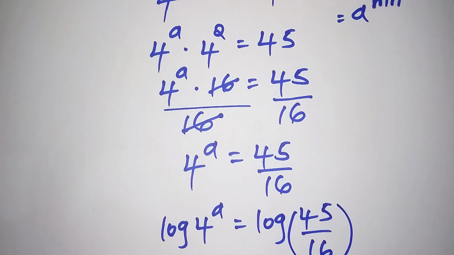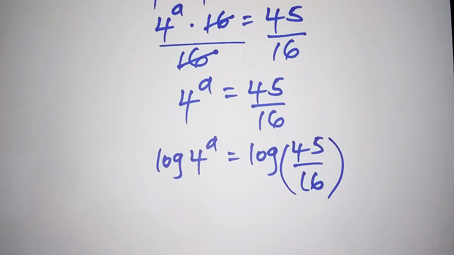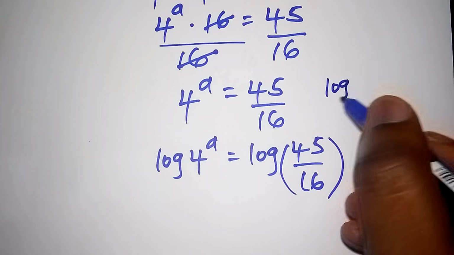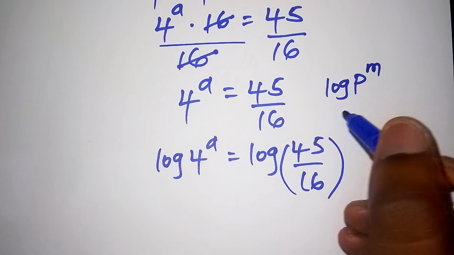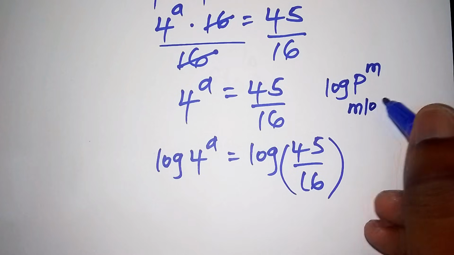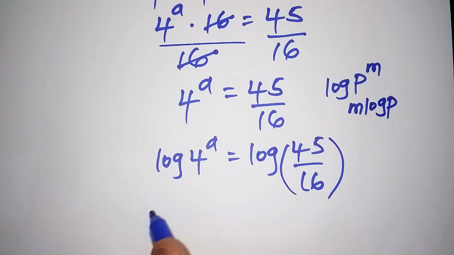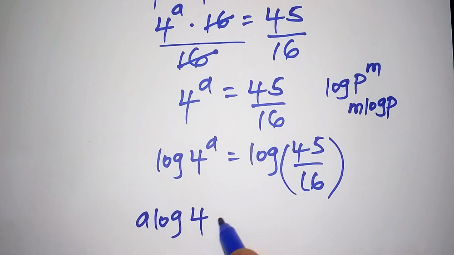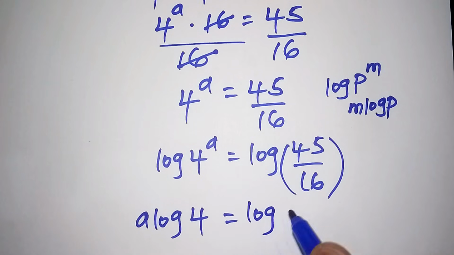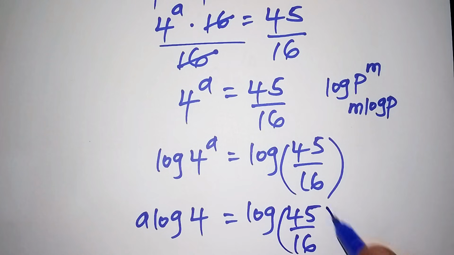Then from there, assuming that we have, for example, the log of p to the power of m, this can be written as m, the log of p. So for us to change it, we shall now have a, the log of 4, is equal to the log of 45 all over 16. Then we shall put them into brackets.